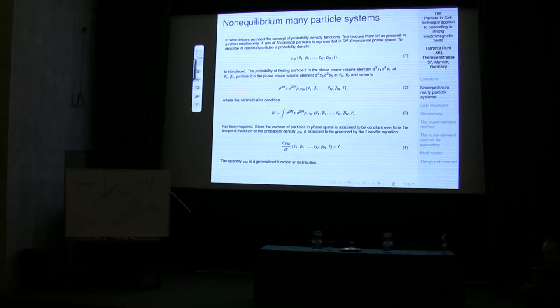And then we apply a normalization condition. That means if we integrate over the whole configuration and the momentum space and the whole phase space, then we have n particles. And the total number in our phase space is conserved for the moment. This will not apply later on for cascading, but here I assume for simplicity that it's conserved, and in that case, this implies that I have this equation 4 here. That means that the total time derivative of the density with respect to t has to disappear.